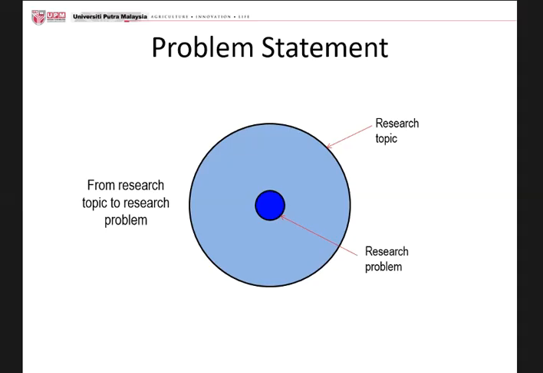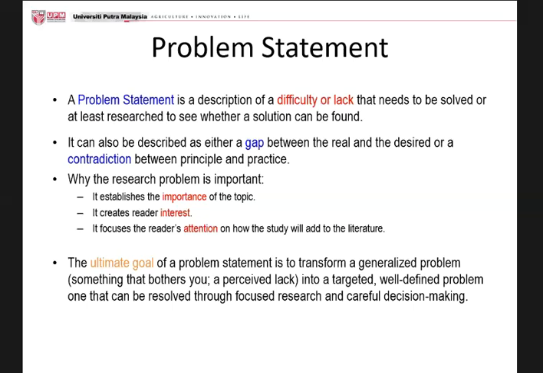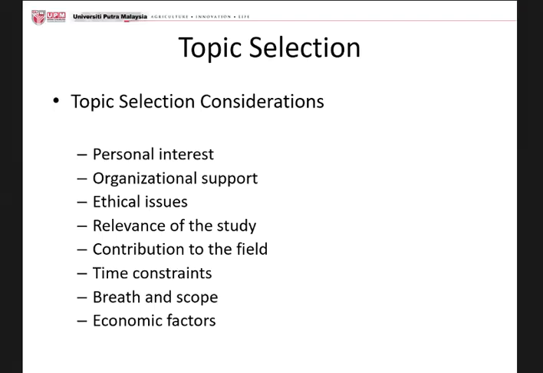A problem statement is a description of a difficulty or lack that needs to be solved, or at least researched to see whether a solution can be found. It can also be described as either a gap between real and desired, or a contradiction between principle and practice. It establishes importance, interest, attention. The ultimate goal of a problem statement is to transform a generalized problem, something that bothers you, a perceived lack, into a targeted, well-defined problem, one that can be resolved through focused research and careful decision making.